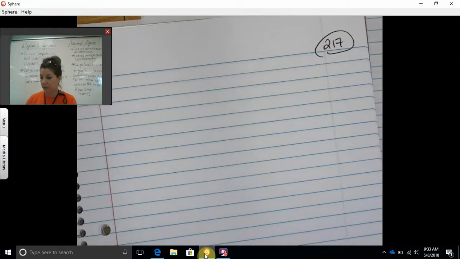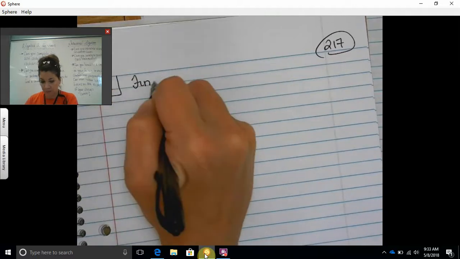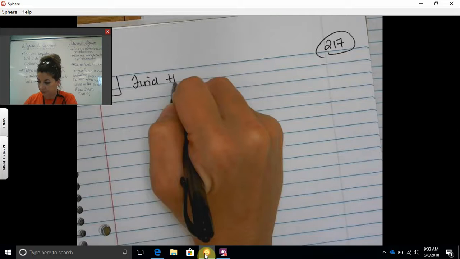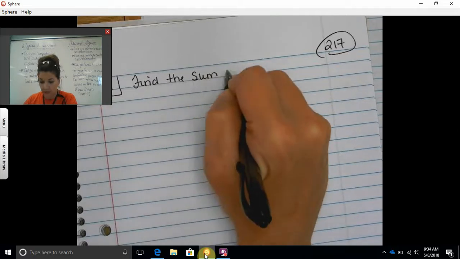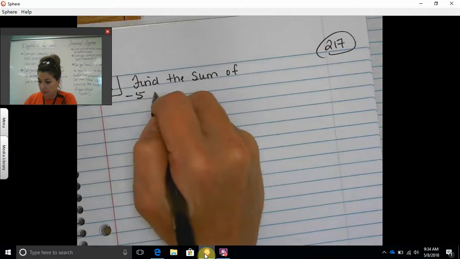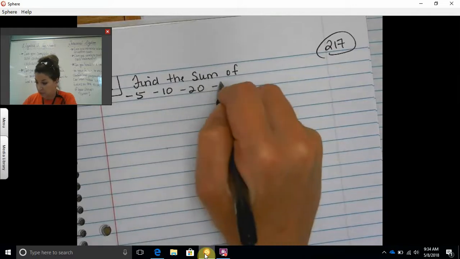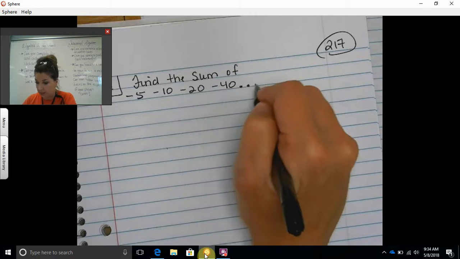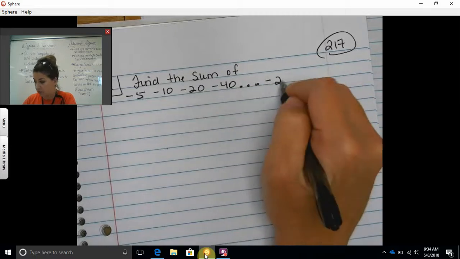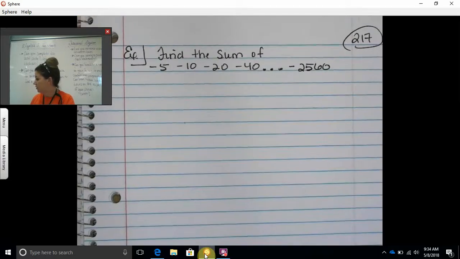Alright, so try this one on your own. Going to find the sum of negative 5 minus 10 minus 20 minus 40 minus 2,560. Do that on your own. I'll freeze the screen and work it on my own, and then we'll compare.